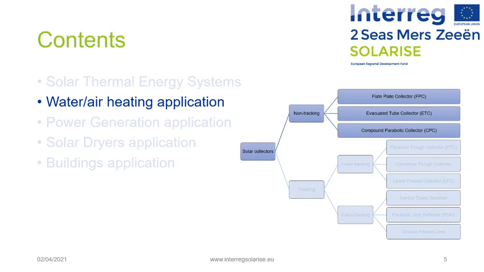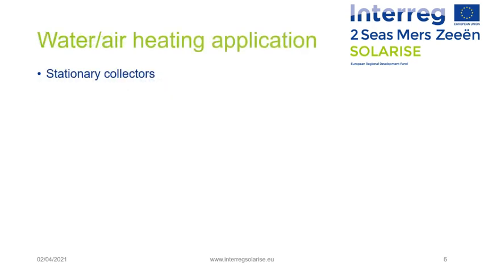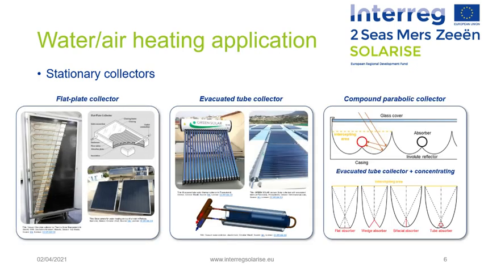So let's start now with the most common application of solar thermal systems, the water-air heating application. It will cover the non-tracking systems with the first three solar collectors. For this application, most of the solar collectors used are non-tracking, and are therefore stationary. They are permanently fixed in position and do not track the sun. Three main types of collectors fall into this category: flat plate collector, evacuated tube collector, and compound parabolic collector.